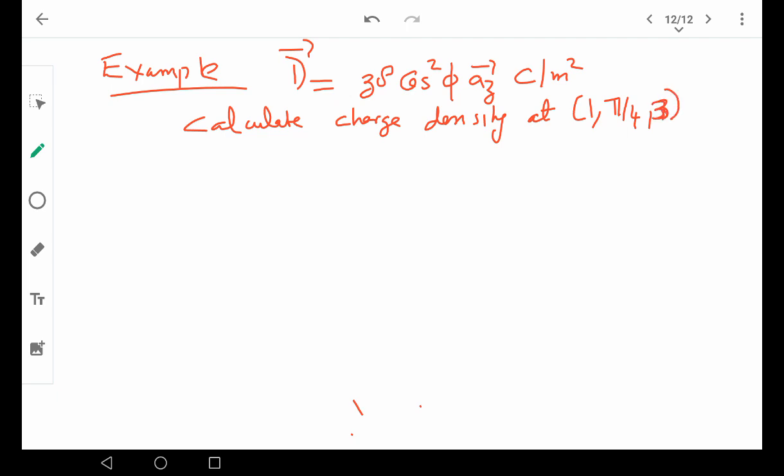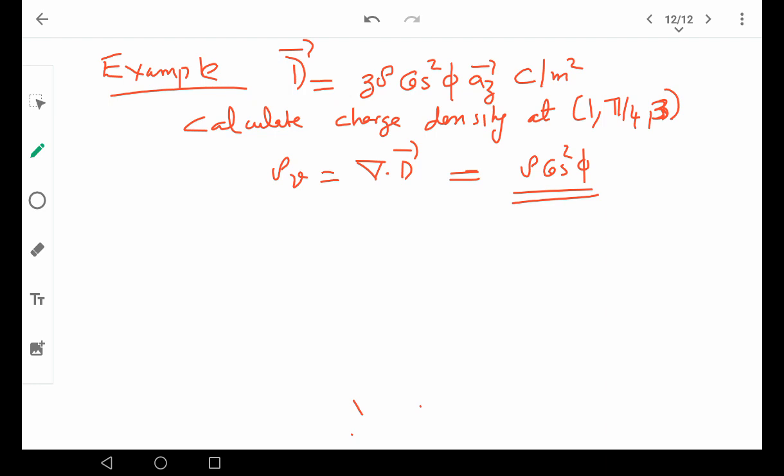Understand? So what is the charge density? You know the charge density is given by Maxwell's equation, rho v equal to del dot D. You find the divergence of this, and you get rho cos square phi. That will be the value of the divergence. It's very simple because you already know how to take the divergence, right?